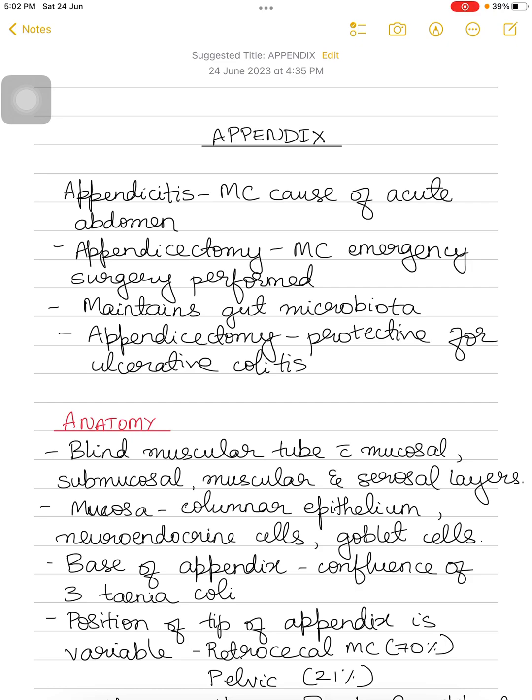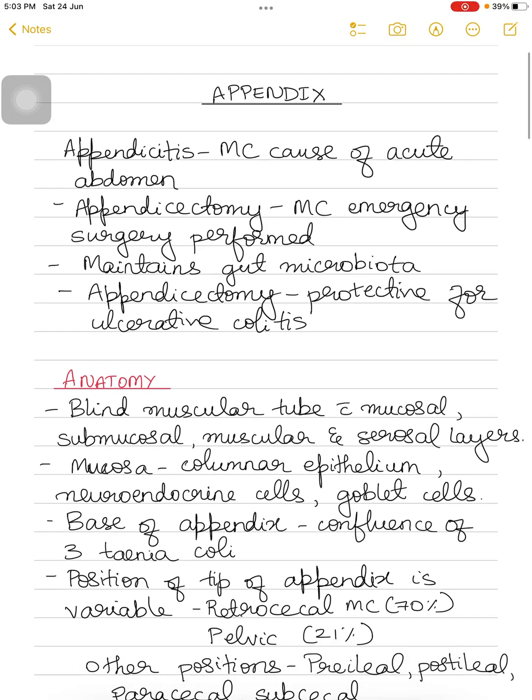Appendicitis is the most common cause of acute abdomen. Appendicectomy is the most common surgery performed, and the appendix was once thought to be a vestigial organ but maintains the gut microbiota and helps in the immune function of the bowel. And appendicectomy is found to be protective for ulcerative colitis because of modification of bacteria and immune function.